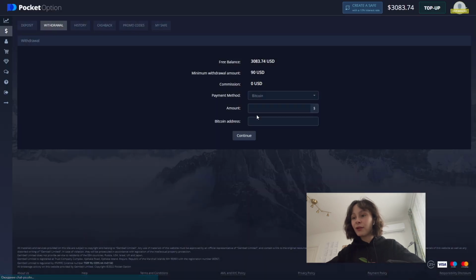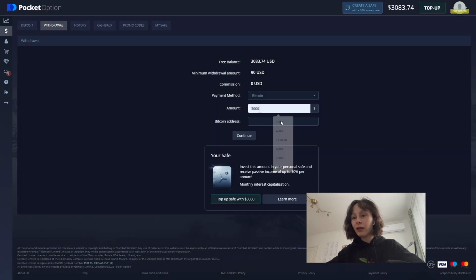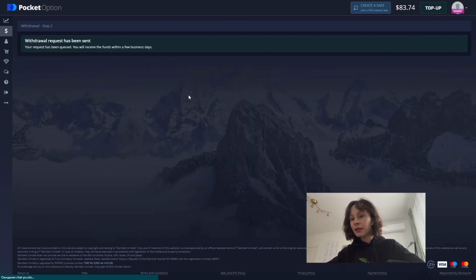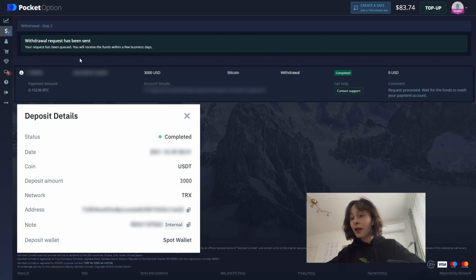We will be withdrawing to our Bitcoin wallet the sum of $3,000. Pressing continue. Our operation is processing. I will add a screenshot with a successfully processed operation. It's going to be honest and clear, as you know, guys.